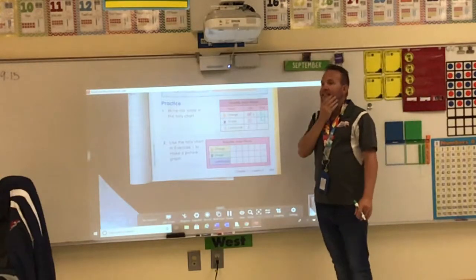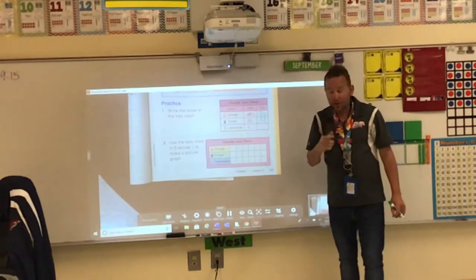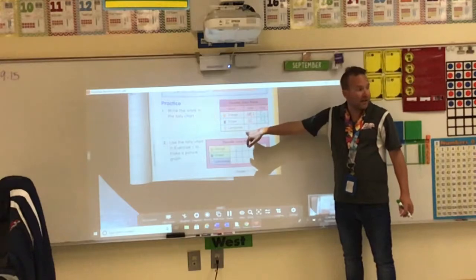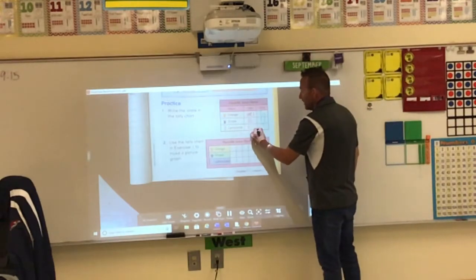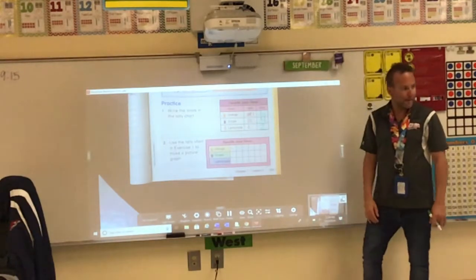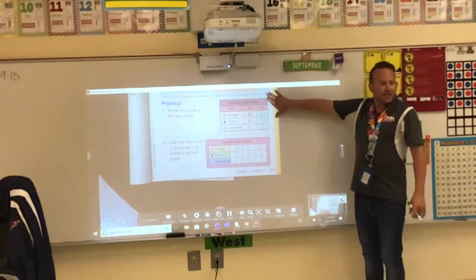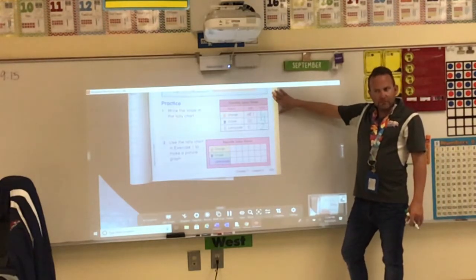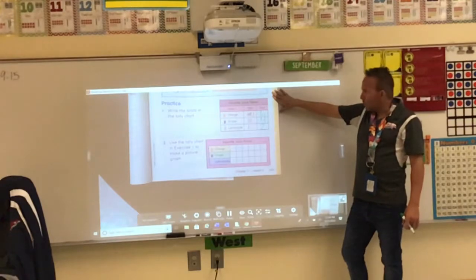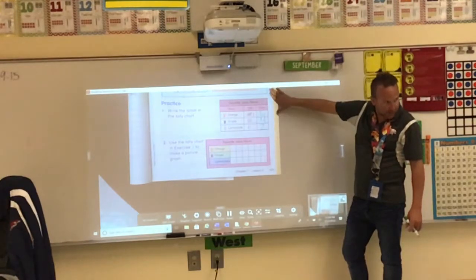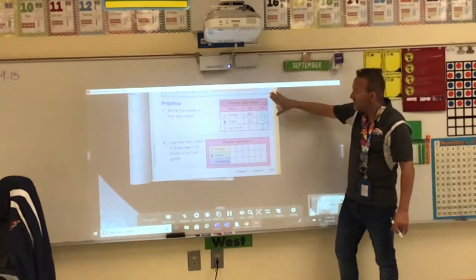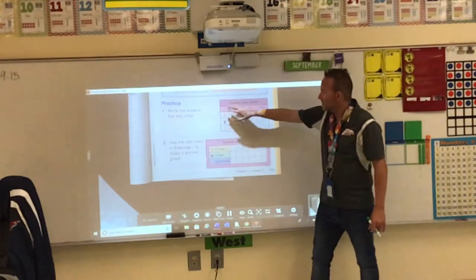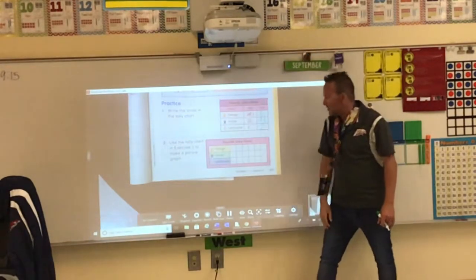Now, how many liked lemonade? 2, because I see 2 tally marks. 1, 2. So we would write the number 2, the digit. Okay? Now, did we draw any pictures? No, we did not. So we just did a tally chart, right? Now we're going to take the tally chart and exercise 1 to make our picture graph.